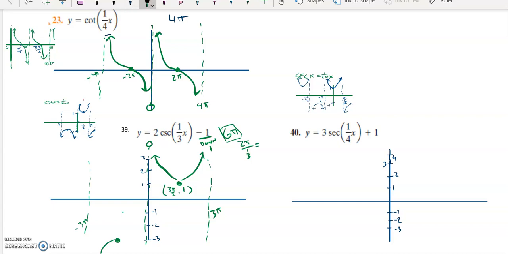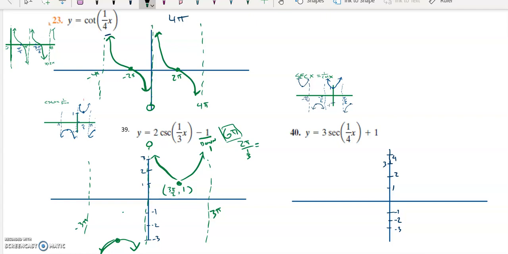Hey, sorry about that. Video ran out. Apparently there was a time limit on this free web video maker I'm using. Sorry. I just finished up this cosecant graph that we were talking about.